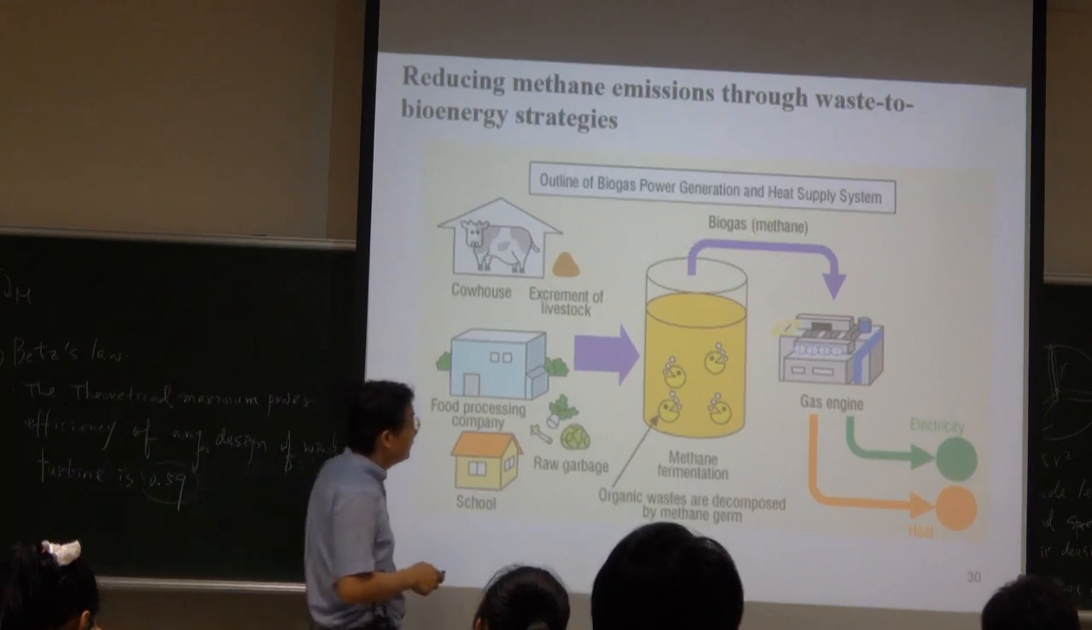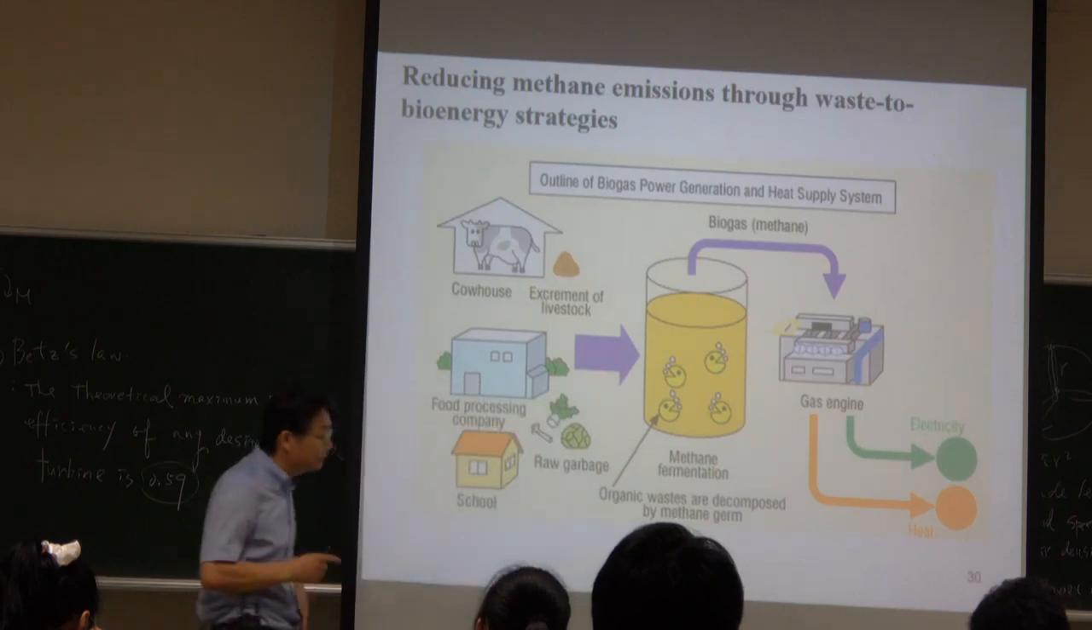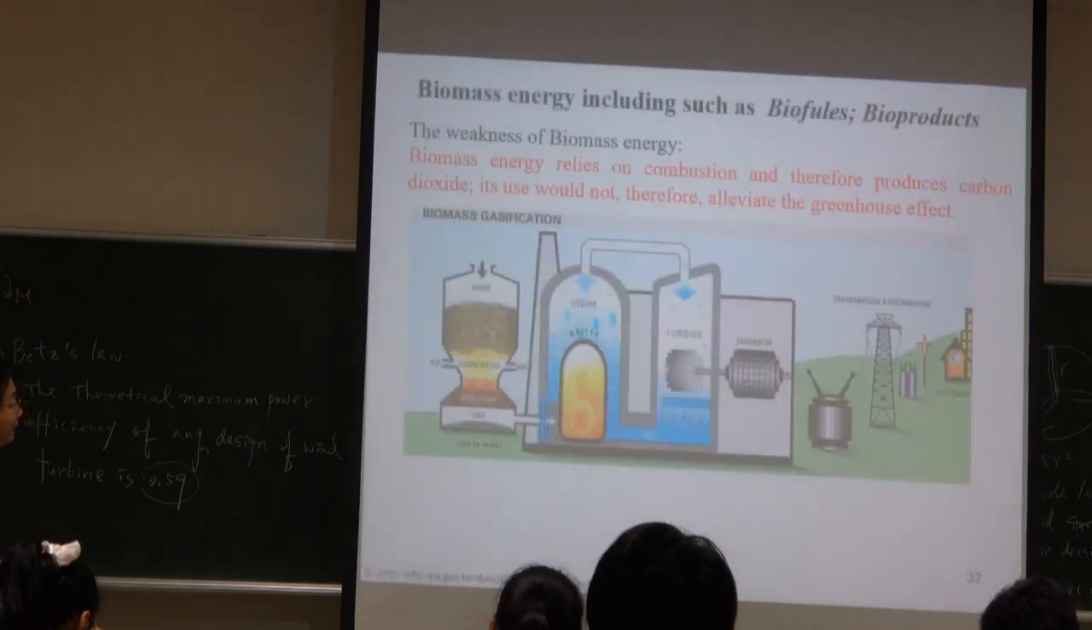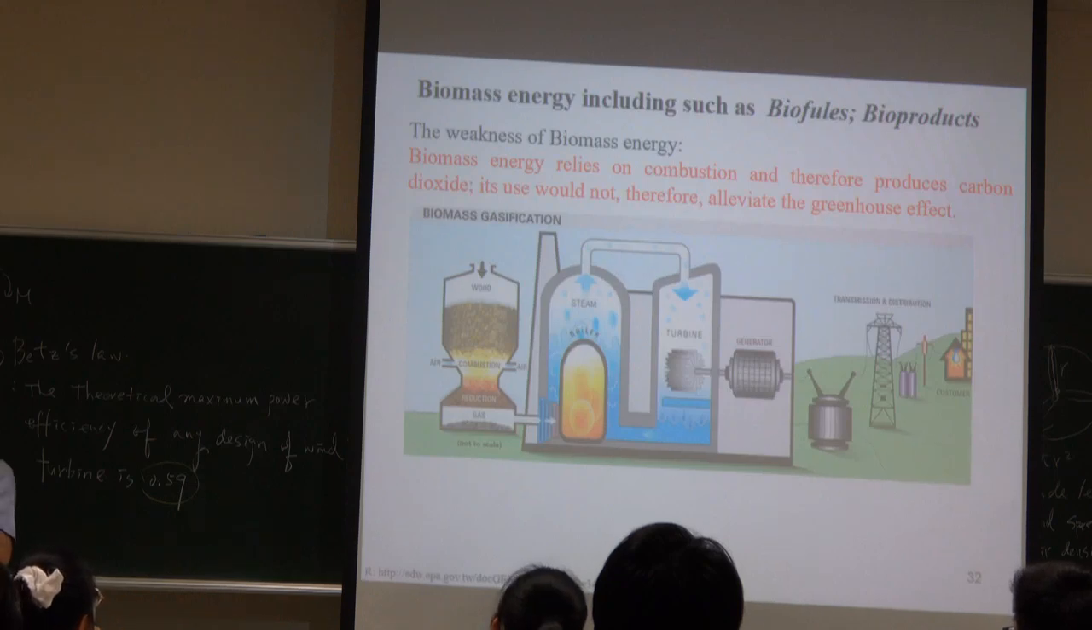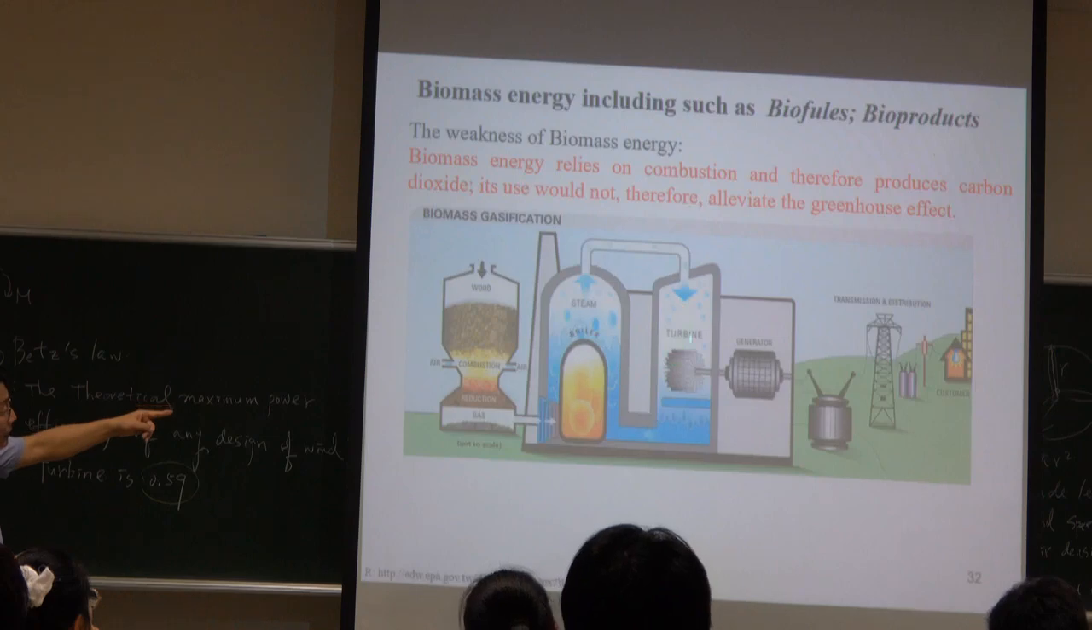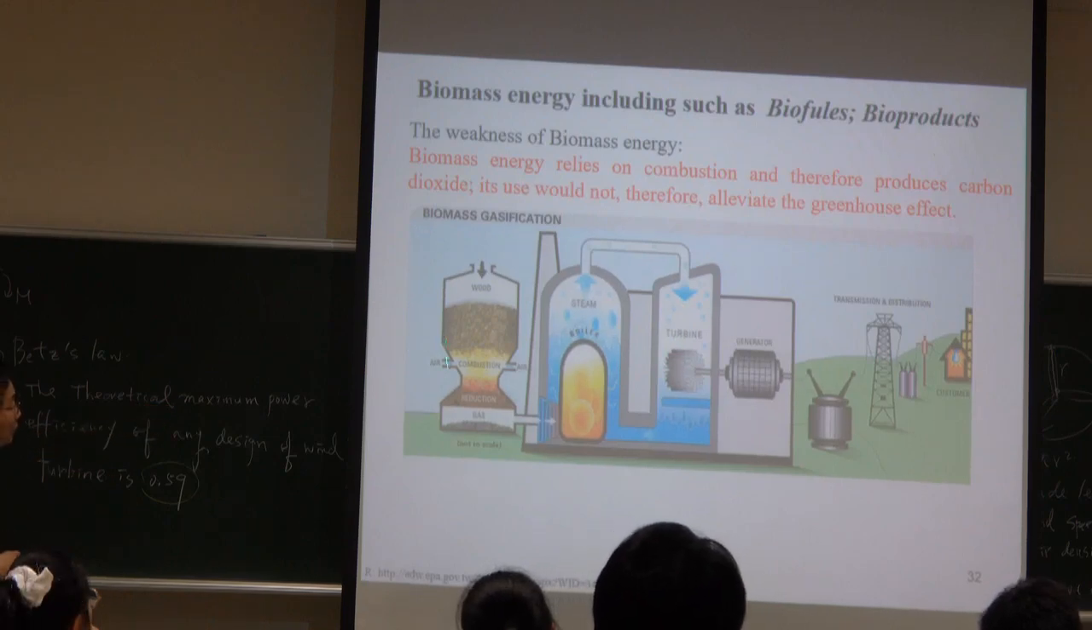Actually, this fermentation process has many types. One of the types is here. You still need to use some combustion process, which means you have to burn in order to get the temperature. Once you burn it, you can produce the steam, and you can also power a turbine as well.